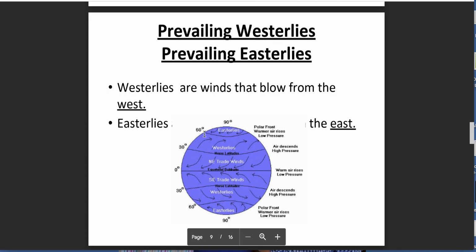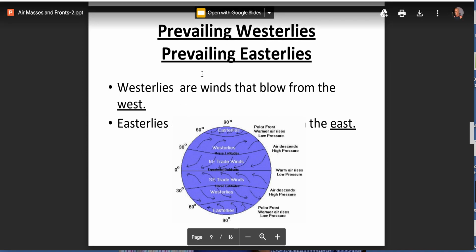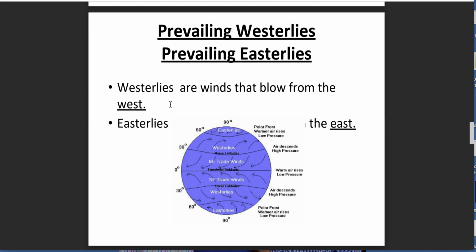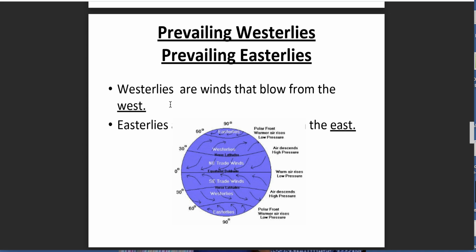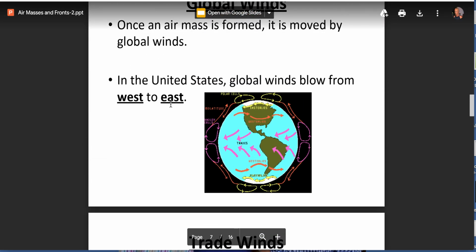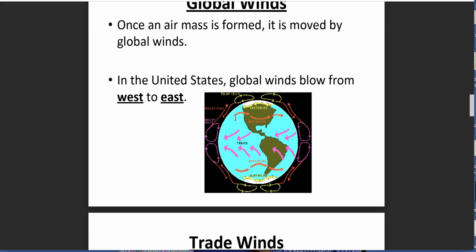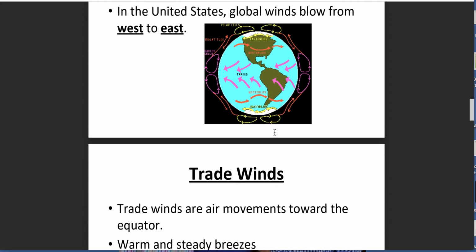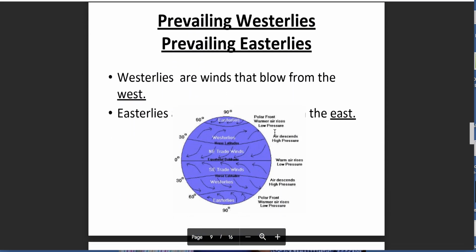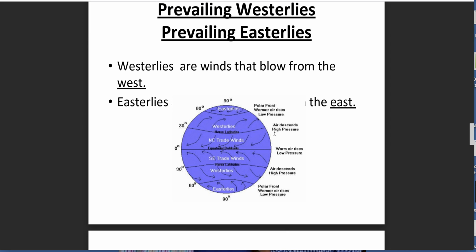Okay? There are prevailing westerlies, prevailing easterlies. Westerlies are winds that blow from the west, so guess what? We have prevailing westerlies. See, and it says it right there. Here's the United States. We have those prevailing westerlies. That's also important for you to remember. And we have a video explaining about that too. So, obviously, westerlies blow from the west, then easterlies are going to blow from the east. And that is at our polar regions.